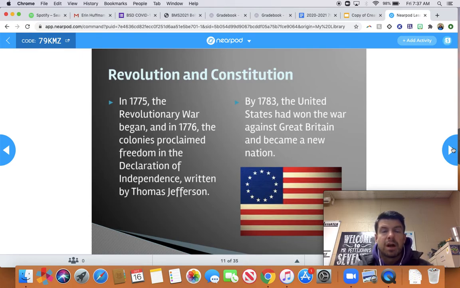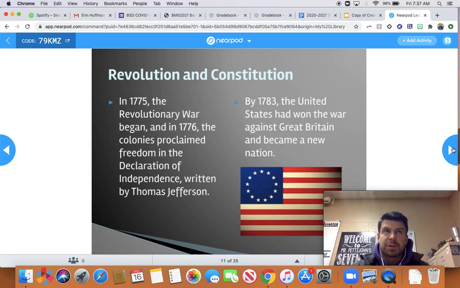They would have been hung to within an inch of their death, cut down, and then they would have had their lower intestines cut out and essentially grilled in front of them. After that, they would have been beheaded. So it was a very serious act, committing high treason against Great Britain. So when they did sign this, they took a very serious undertaking. By 1783, the United States had won the war against Great Britain, and we had become a new nation.